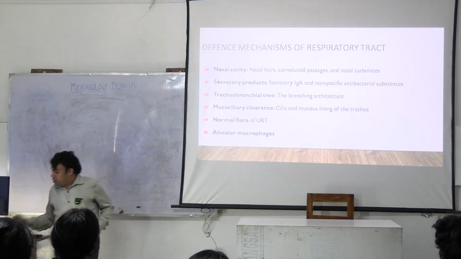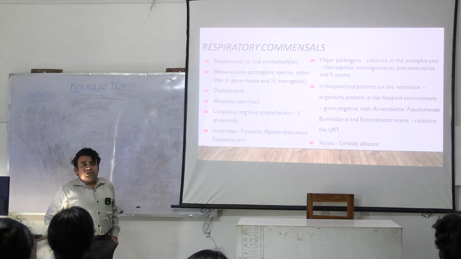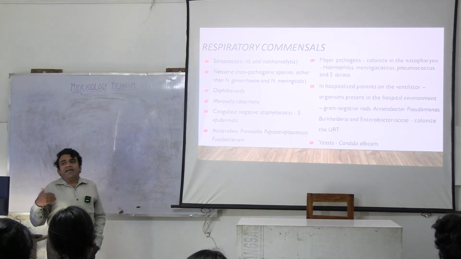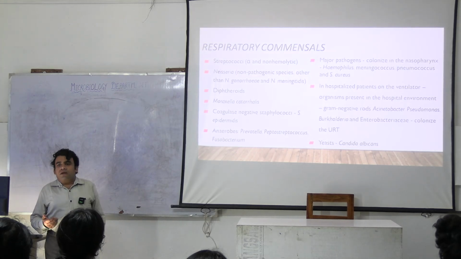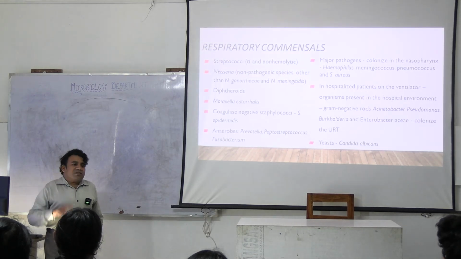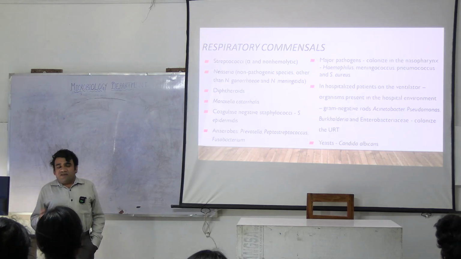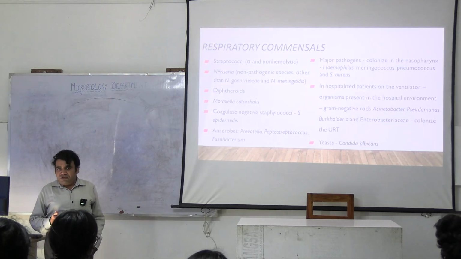Now, if you look at the commensal organisms, you can see predominant commensals are gram-positive, either cocci or bacilli. So, when a patient is taking antibiotics, most of the common antibiotics will have a profound action on the gram-positive bacteria. When these commensal gram-positive bacteria are eradicated by the antibiotics, what will happen? The gram-negative organisms in the hospital environment will colonize the upper respiratory tract.